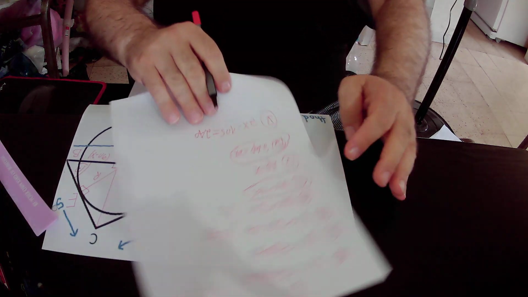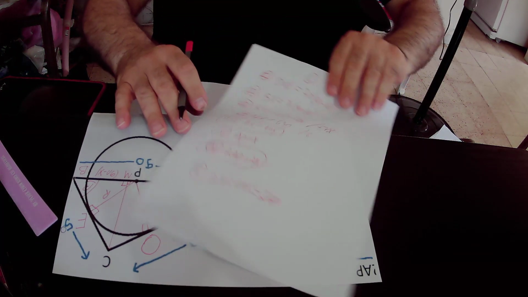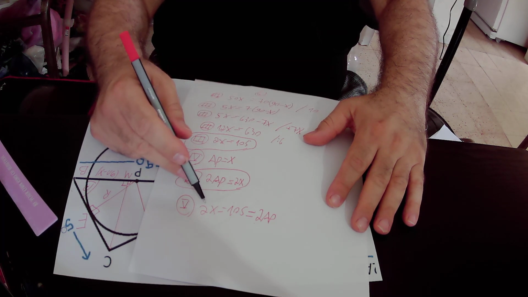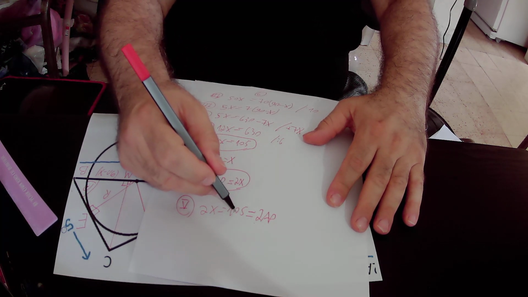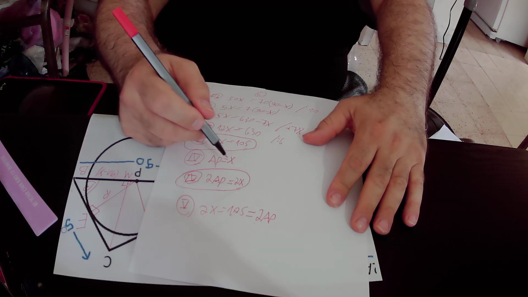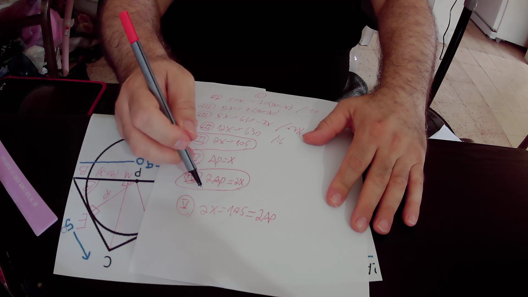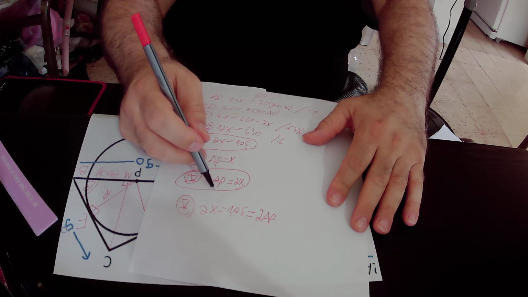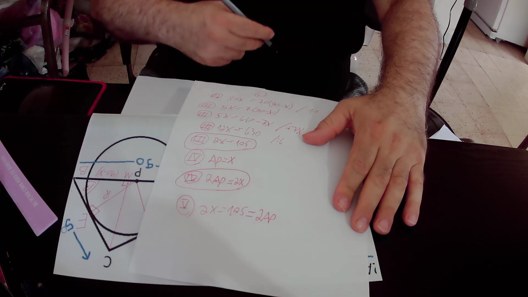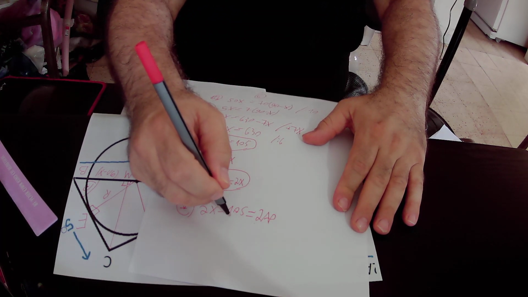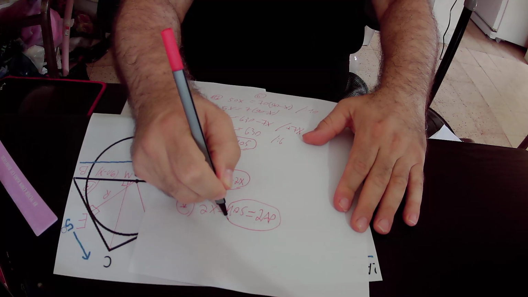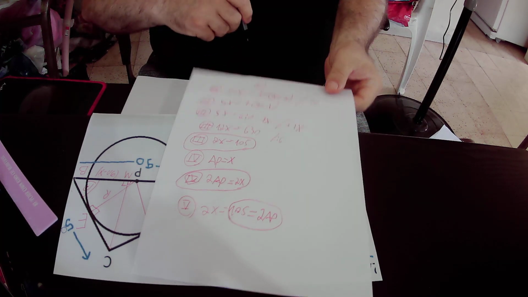I will repeat again. From the third equation we know that 2 times x equals 105 units. But from the fourth equation we know that 2 times x also equals 2 times AP. So we can add to the fifth equation that 2 times x also equals 2 times AP according to the fourth equation. So at the end we got that 2 times AP equals 105 units. Okay, I will write it down.